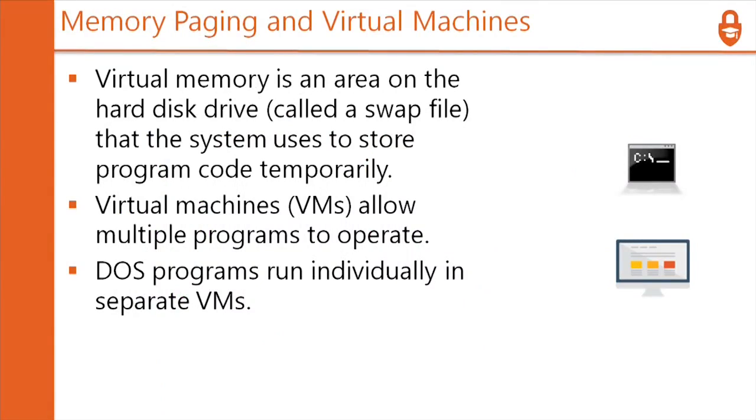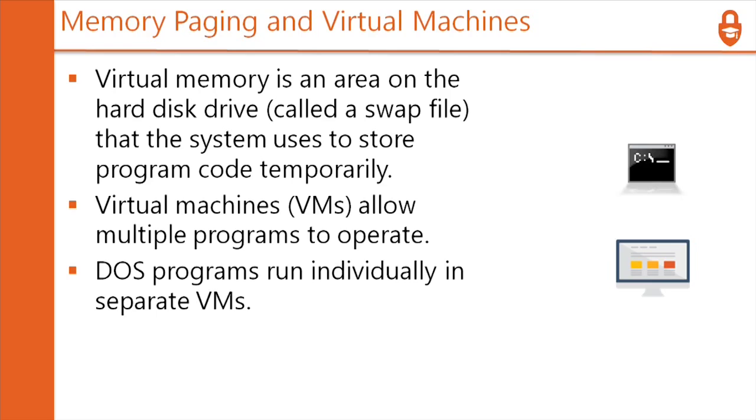Memory paging and virtual machines. So virtual memory is an area on the hard drive called a swap file that the system uses to store program code temporarily. So we take pages out of memory and lay them onto the disk so that we can reuse that memory and free up memory, right? Things that we haven't used for a while, the computer will swap out to the disk.